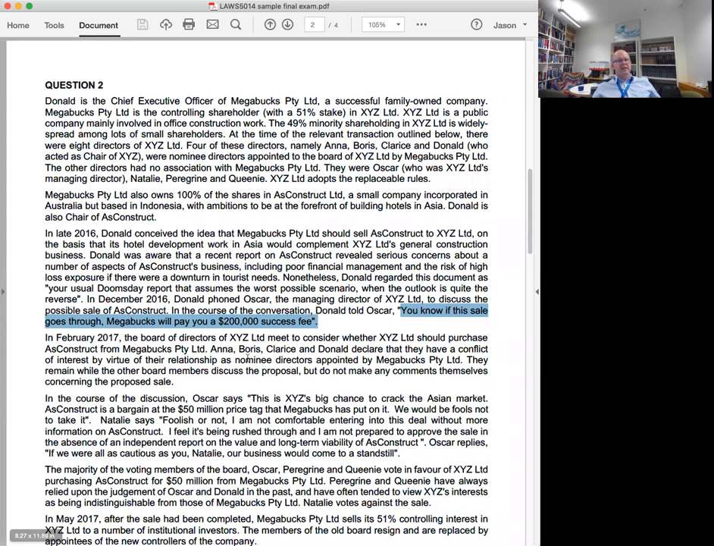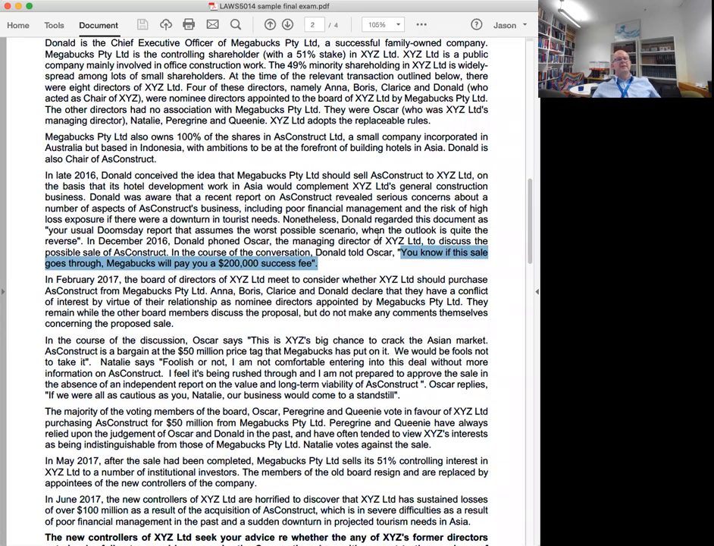The problem is it's only Donald from the board, whereas the nominee directors aren't themselves directors of Megabucks. So it's not as if we can say that Anna, Boris and Clarice, they abstained. Yeah, there's no connection between Peregrine and Queenie. So it's difficult to say that Megabucks would be knowingly involved in the contravention. Just having Donald's knowledge of what's going on, I'm not sure whether that would be enough.